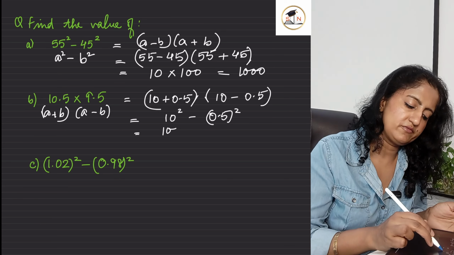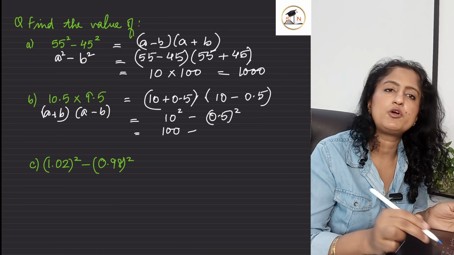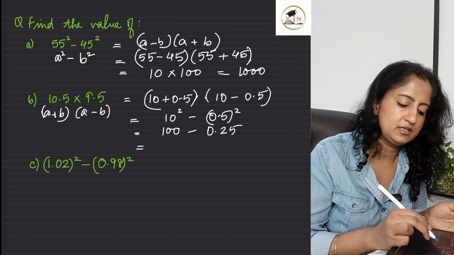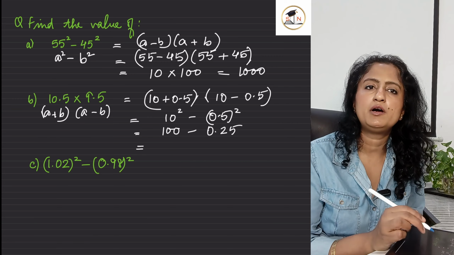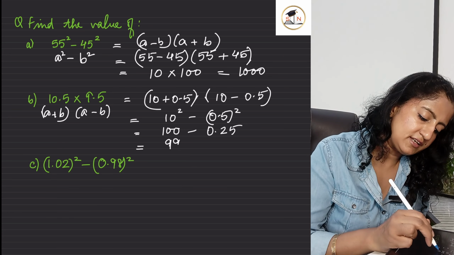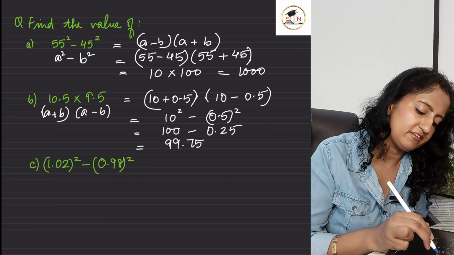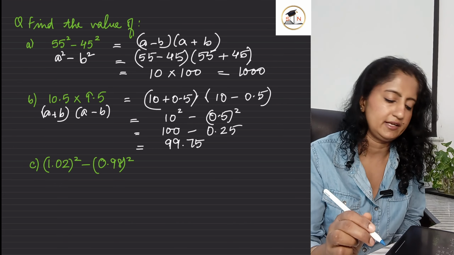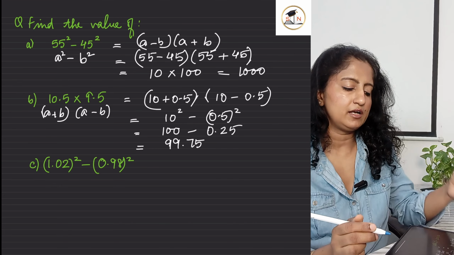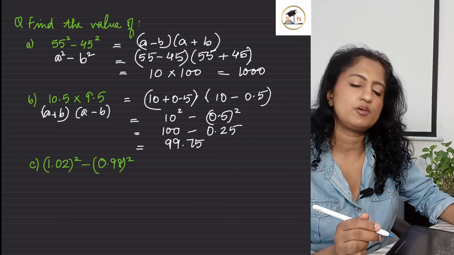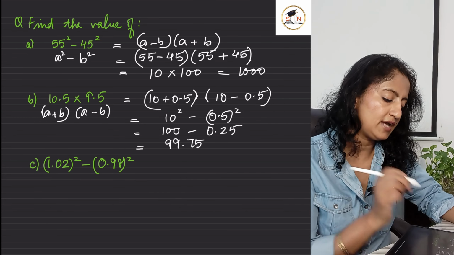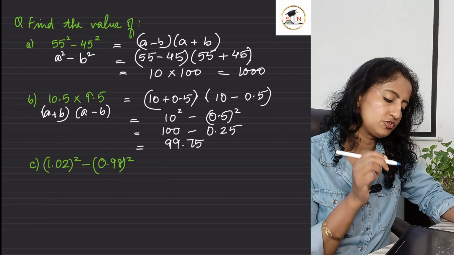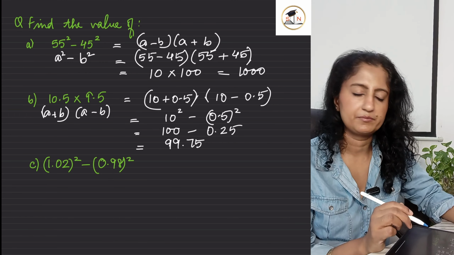So what is 10 square? 100. What is 0.5 square? 0.25. Now if you subtract 0.25 from 100, the answer is 99.75. I did not use any calculator, neither did I do any calculations on the side, but subtracting 0.25 from 100 was pretty easy compared to actually multiplying 10.5 and 9.5, right? So do practice such questions well.